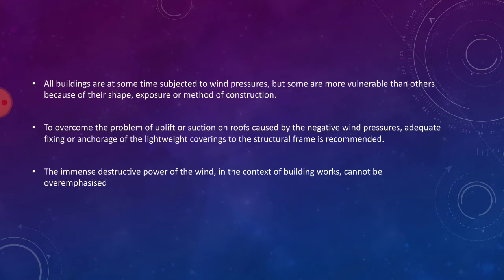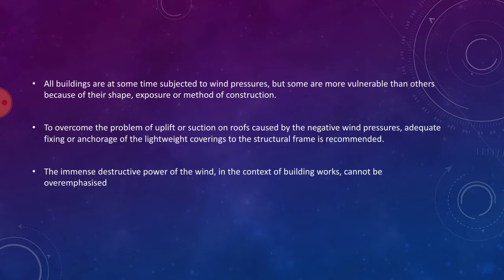To overcome the problem of uplift, and uplift basically means your roof coverings and so forth, whereby wind would accumulate at the bottom and try to rip your coverings off of the structural frame, which is your purlins, also known as your lath board. So proper anchorage is recommended in that area in order to prevent that uplift from occurring.